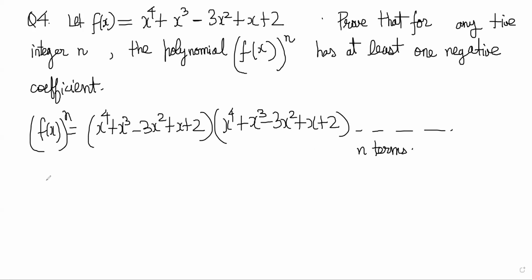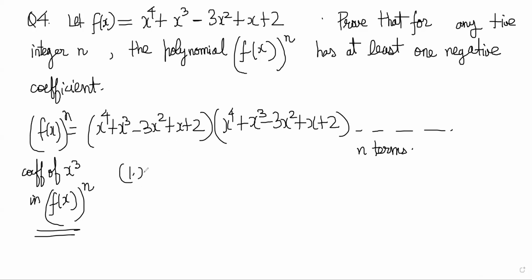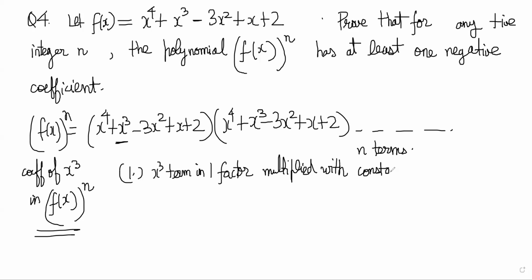Now, we will calculate the coefficient of x^3 in (f(x))^n. So, how do you calculate the coefficient of x^3? You can do it in two different ways. We can take the x cube term in one factor, and multiply it with the constant terms in the other factors.